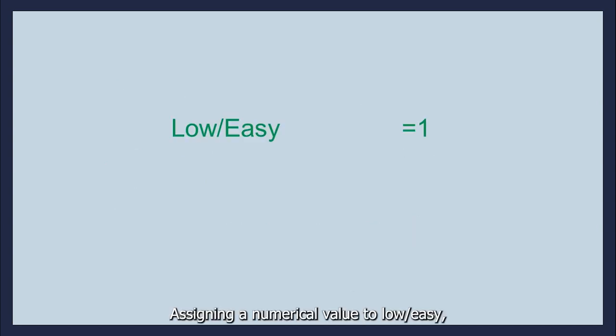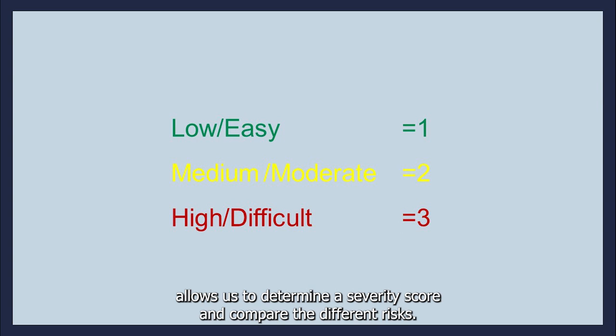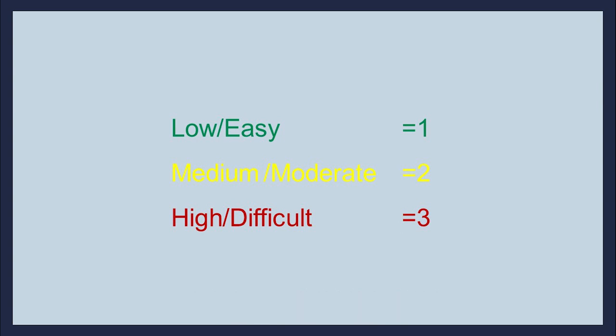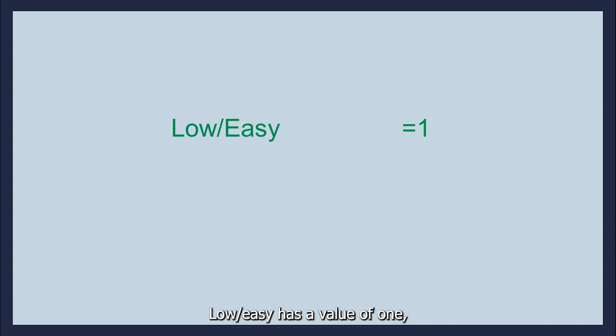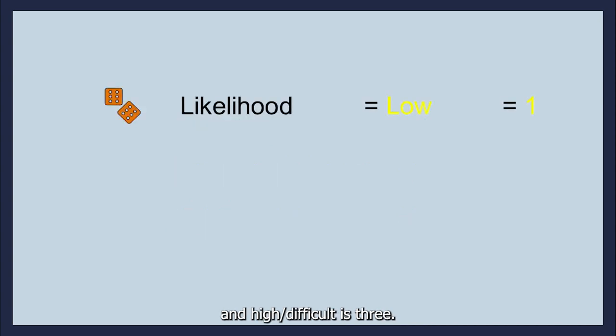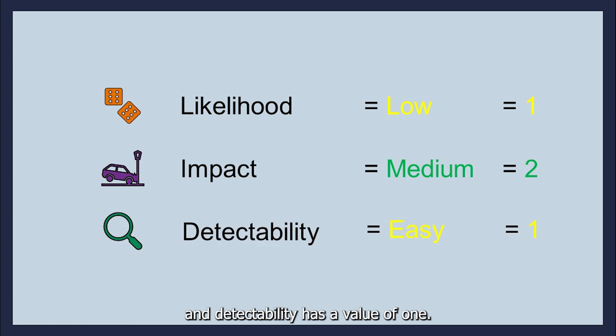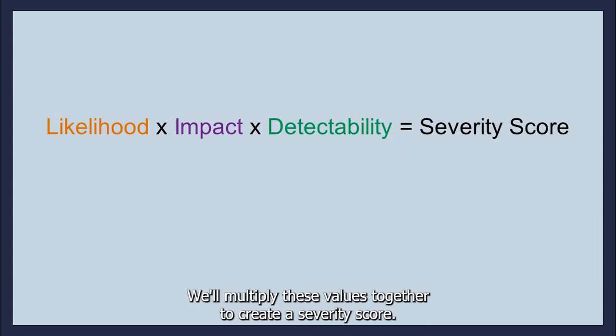Assigning a numerical value to low, easy, medium, moderate, and high, difficult allows us to determine a severity score and compare the different risks. Low, easy has a value of 1. Medium, moderate is 2, and high, difficult is 3. In our example, the likelihood has a value of 1, impact has a value of 2, and detectability has a value of 1. We'll multiply these values together to create a severity score.